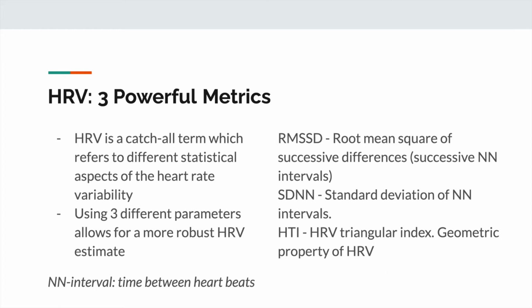SDNN refers to the standard deviation of NN intervals, or the time between heartbeats. RMSSD is the root mean square of successive differences, which is computed by the quadratic mean of the difference in time between adjacent heartbeats. HTI refers to the heart rate variability triangular index, which is the total number of NN intervals divided by the height of an NN interval histogram with bins of approximately 8 milliseconds. Together, these parameters provide a robust estimate of the overall heart rate variability.